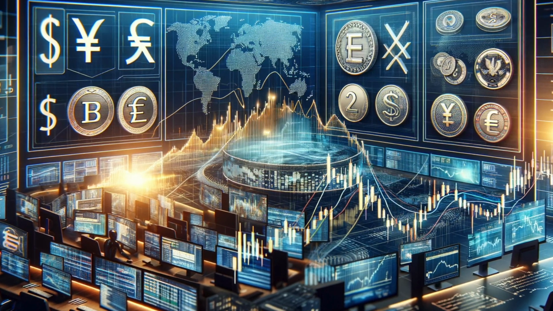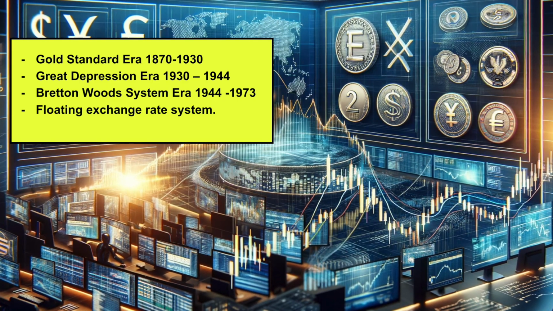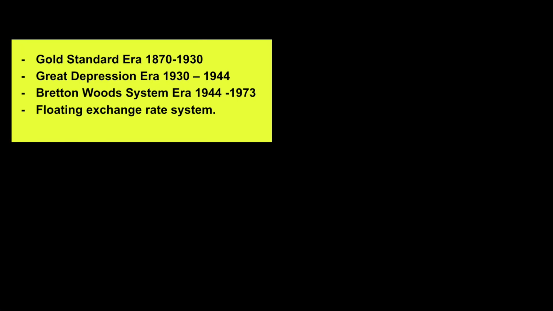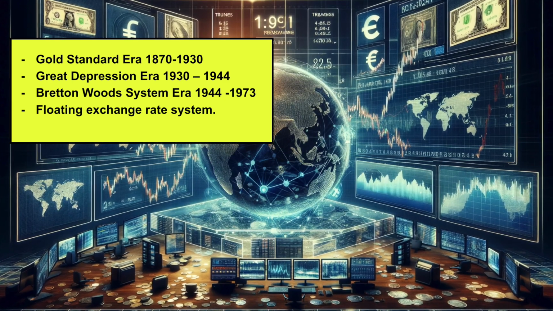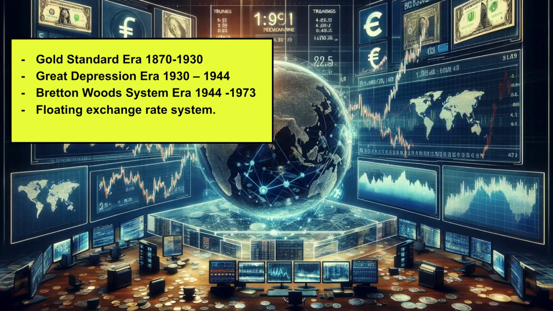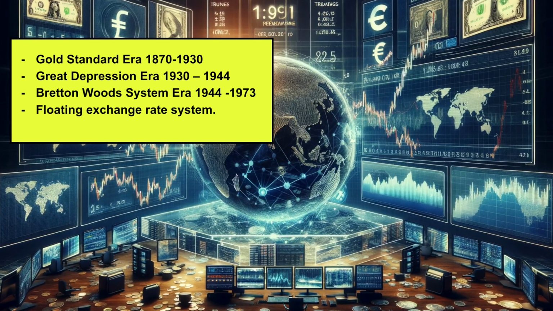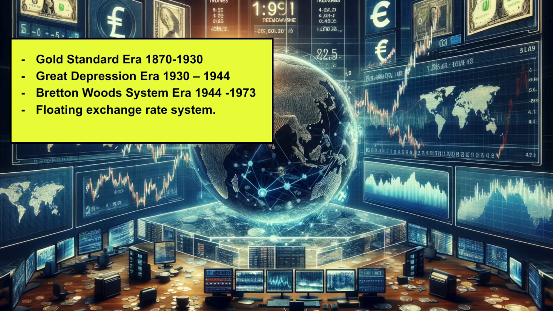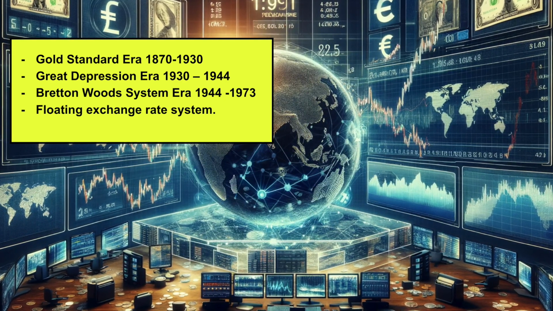periods of the gold standard. This can be divided into four periods. The first is the gold standard era, between 1870-1930s. The second, the Great Depression era, between 1930-1944. The third, the Bretton Woods system era, between 1944-1973. And the fourth is the period encompassing the floating exchange rate system.